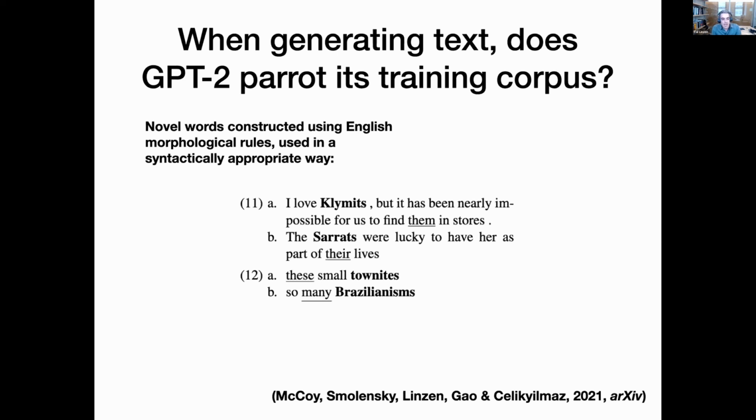So let's look at maybe example 11b. "The Serats were lucky to have her as part of their lives." The model generates a new word, Serats, that it's never seen before. Not only does it generate it, but it knows how to use it syntactically. It knows that it's a plural noun, and then it has to agree with the plural pronoun there, and so on. So it invents a new word, which is morphologically well-formed in English, and plugs it into a syntactic frame that it's familiar with and does it well.